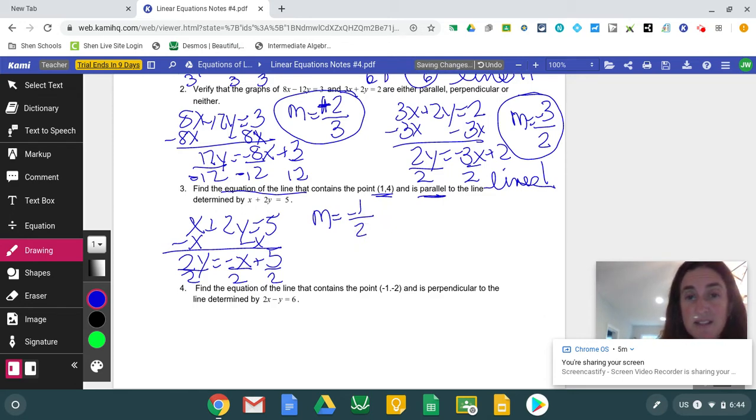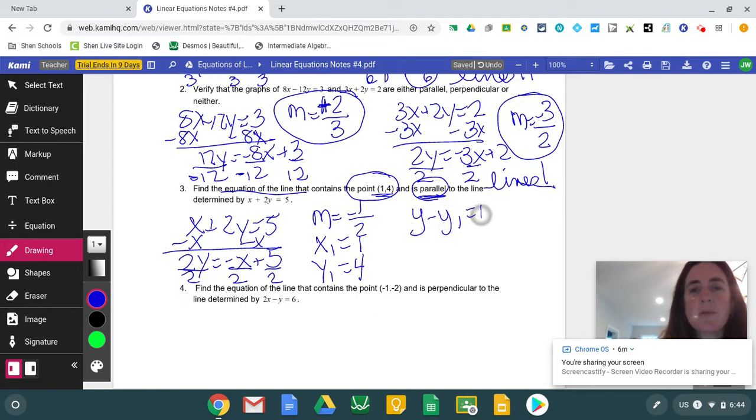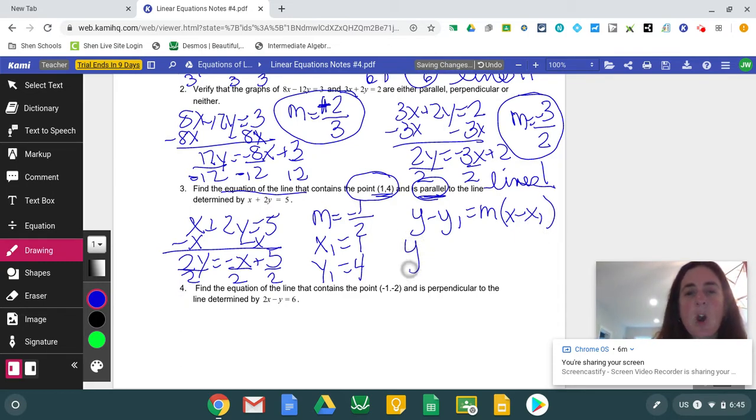Now, I'm going to keep that the same slope because it wants a line parallel. My x1 is 1 and my y1 is 4, because it has to go through the point 1, 4. I'm now going to take my point slope form, y minus y1 equals m times x minus x1, and fill in what I know. Y minus 4 is equal to negative 1/2, keep that slope the same as what it was in the other equation, times x minus 1, because that's my x1. And this is my equation.